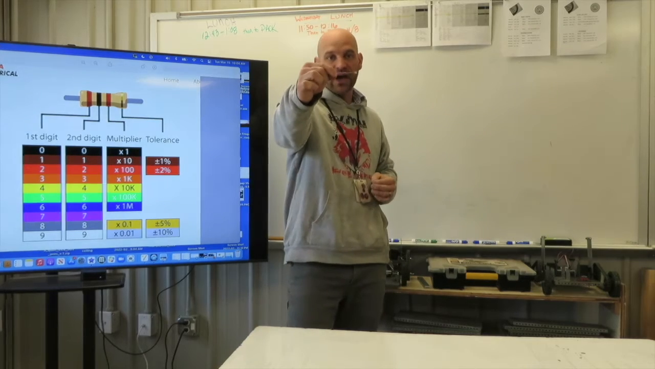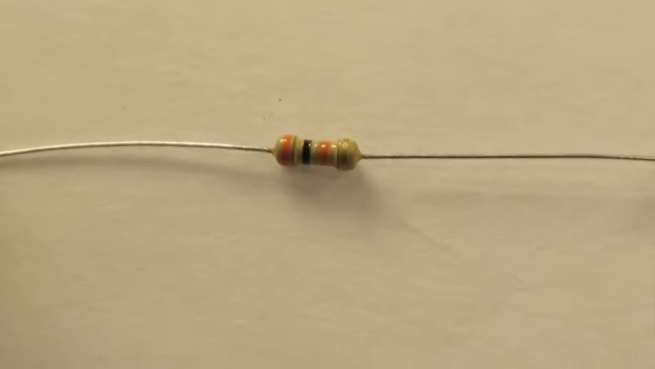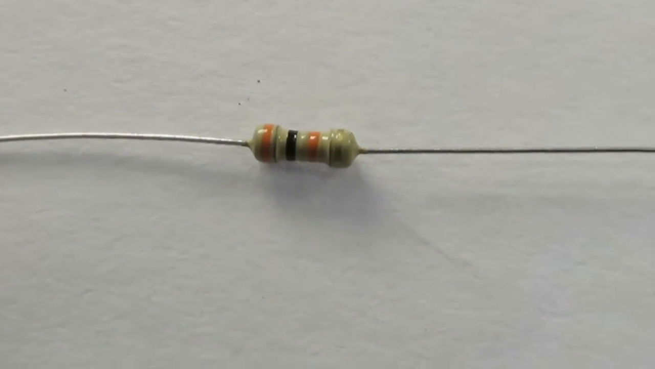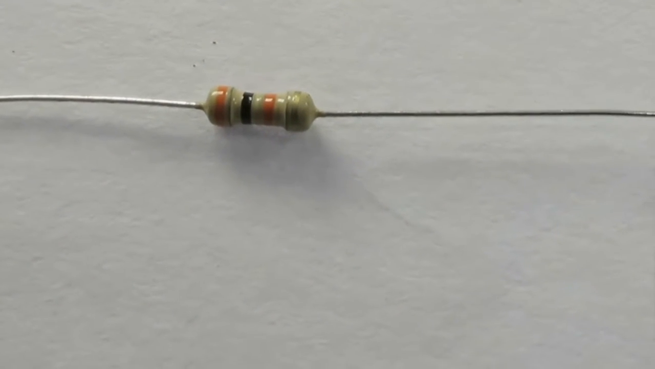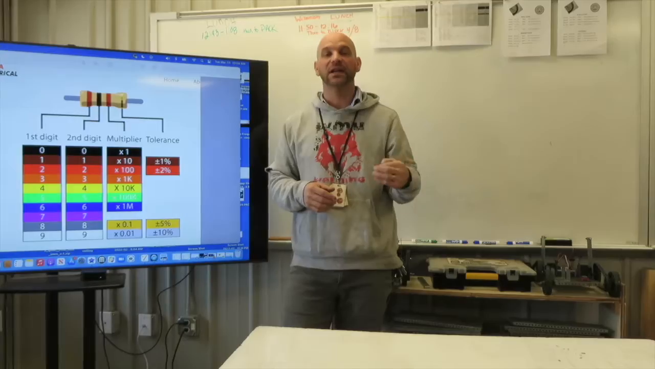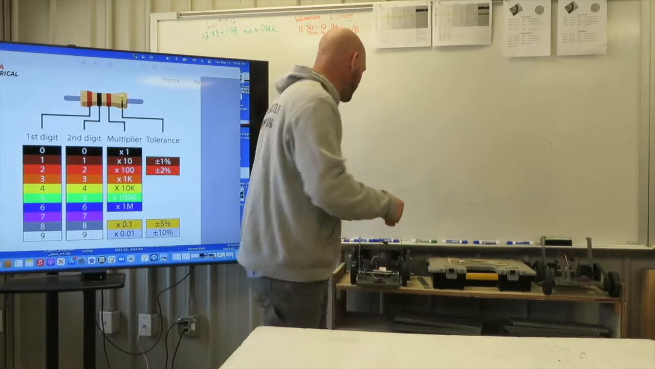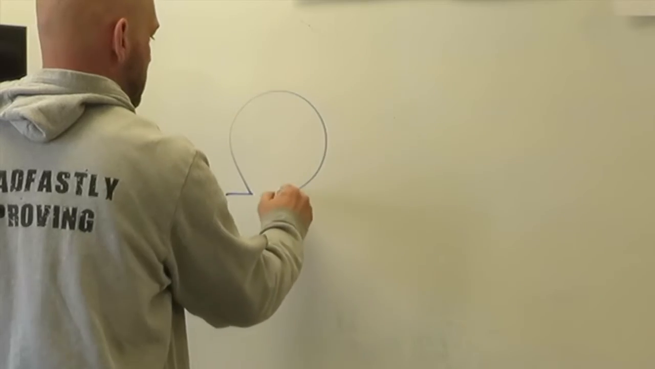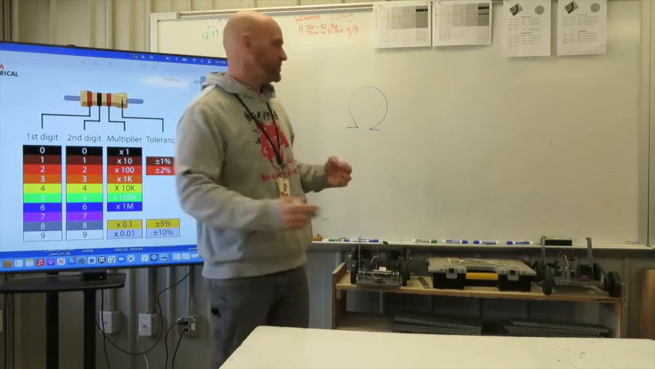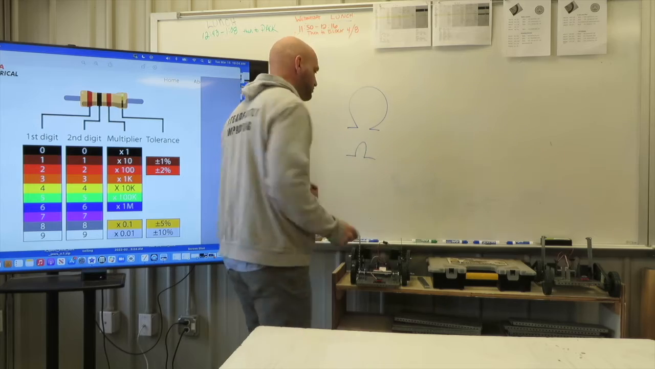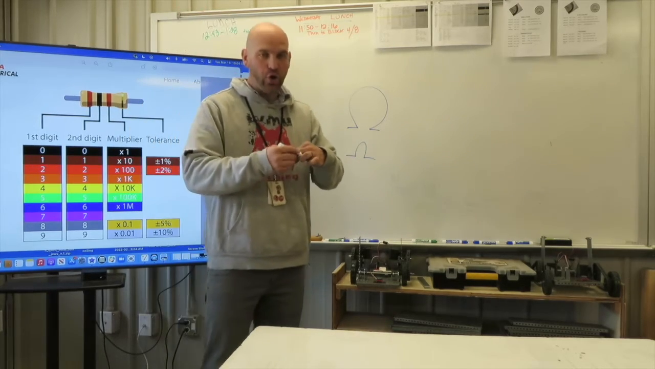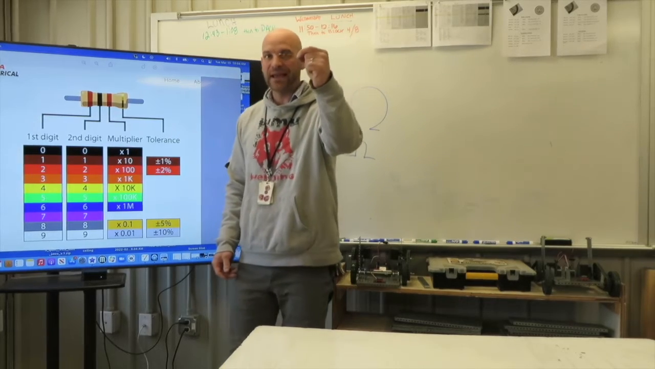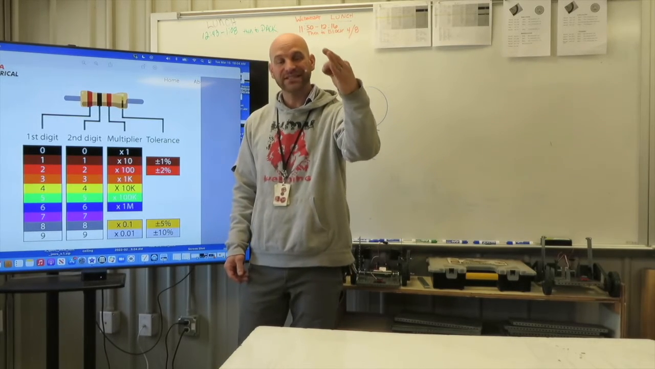So this little guy, I know it's super hard to see, this is a resistor and it has a number of ohms. That's how resistance is calculated, in ohms. The symbol for ohms is the omega symbol. That is ohms. That is resistance. So this has a number of resistance.